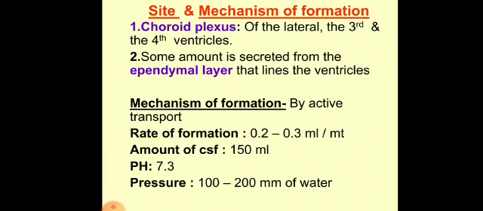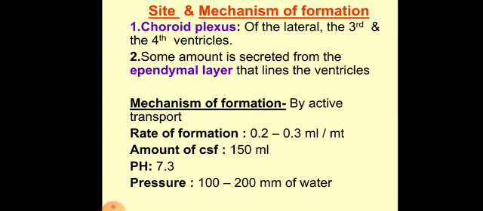Now let's see the site, where is it formed? What is the site of formation of the cerebrospinal fluid? If you look at the site, then we'll go to the mechanism of formation. The site of formation is that CSF is basically produced, the major amount, by the choroid plexus of the lateral, the third and the fourth ventricles, but mainly from the lateral ventricles.